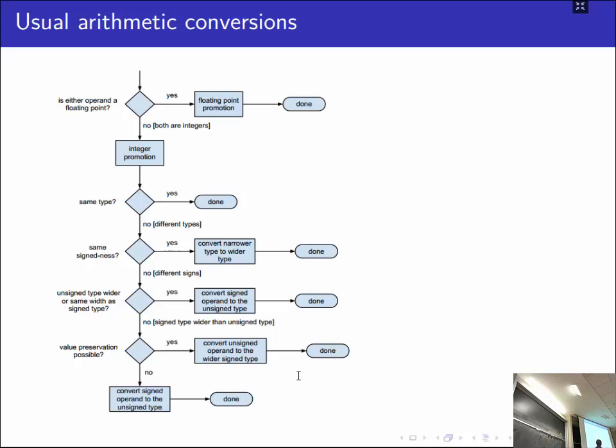The special case is if we have a tiny range, let's say 0 to 255, that fits inside a wider signed type, from minus 32,000 to 32,000. If it can actually fit in there, then we're good, because we can preserve the value. Value preservation happens right here. And otherwise, we're just royally screwed. We're just going to decide: let's take the signed one, convert it to the unsigned character, and just close our eyes and throw away the key.